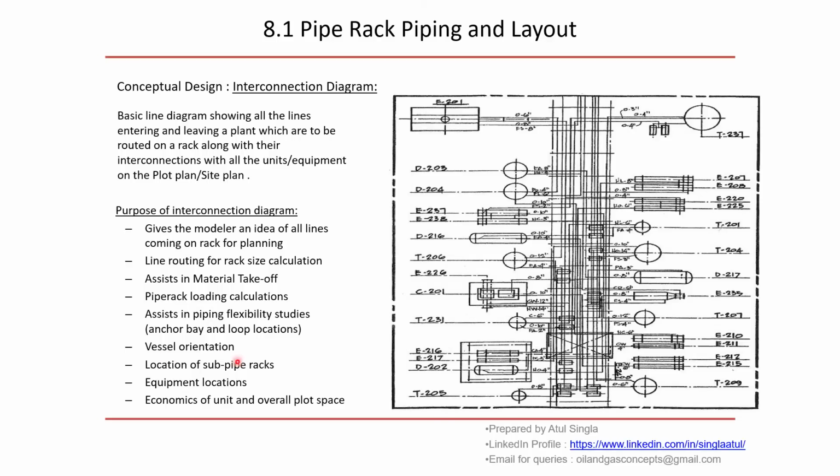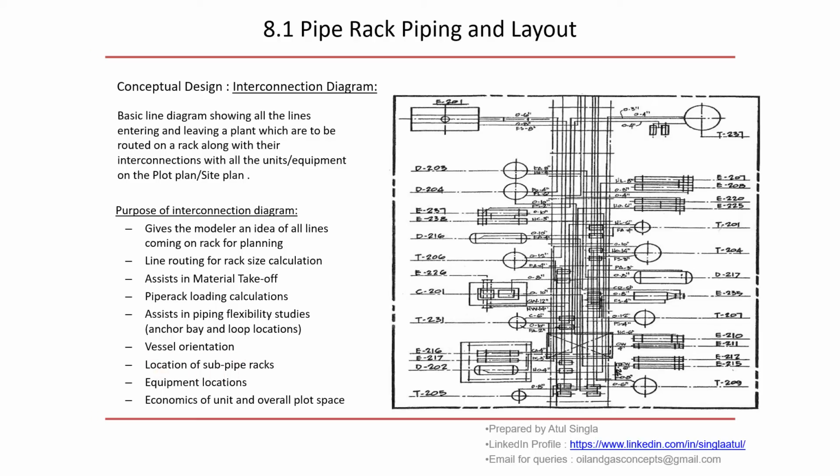Vessel orientation. Now as we have discussed in the column section, if we are planning a vessel here, we can plan that these nozzles should be towards the rack. So this diagram helps in nozzle orientation also, vessel orientation as well as nozzle orientation.